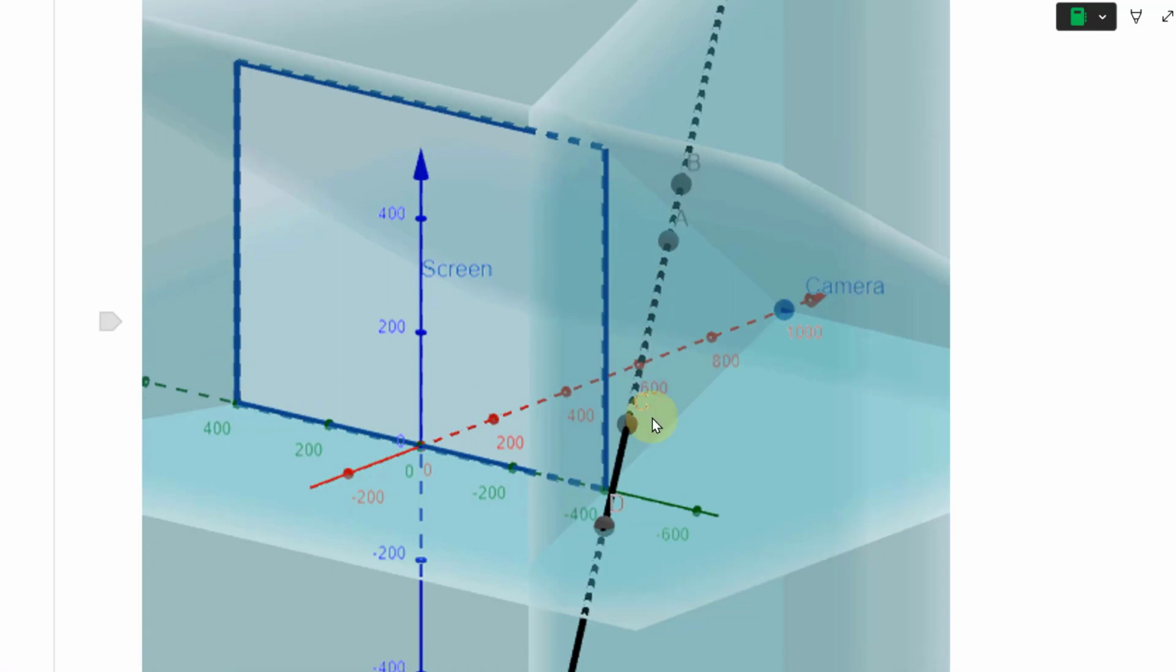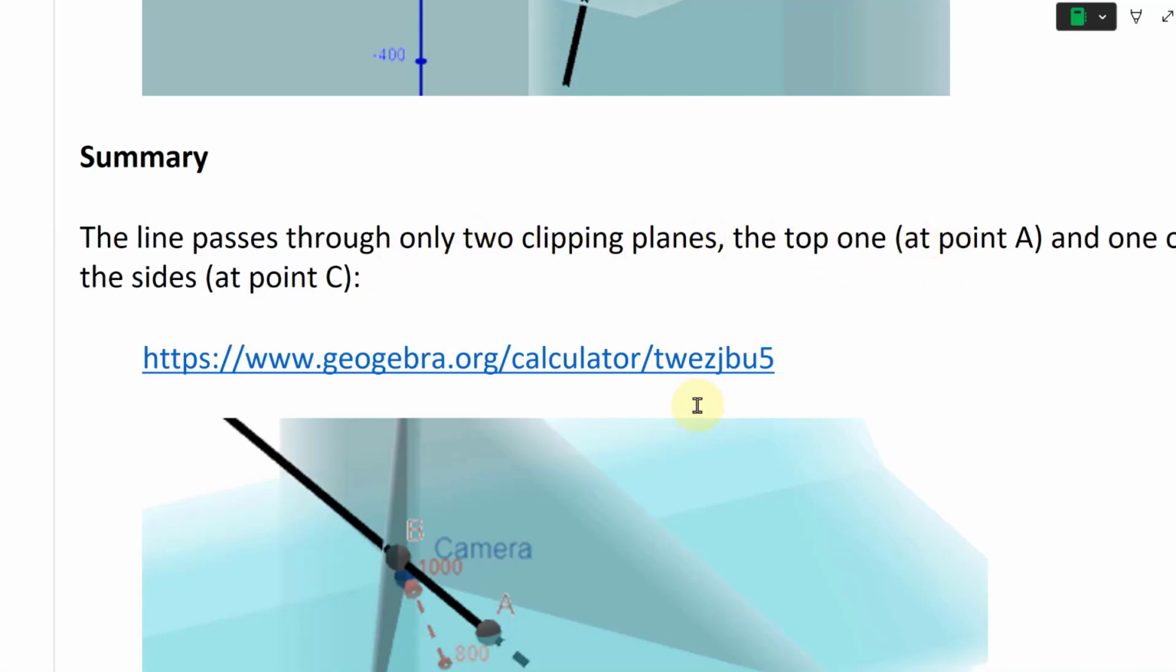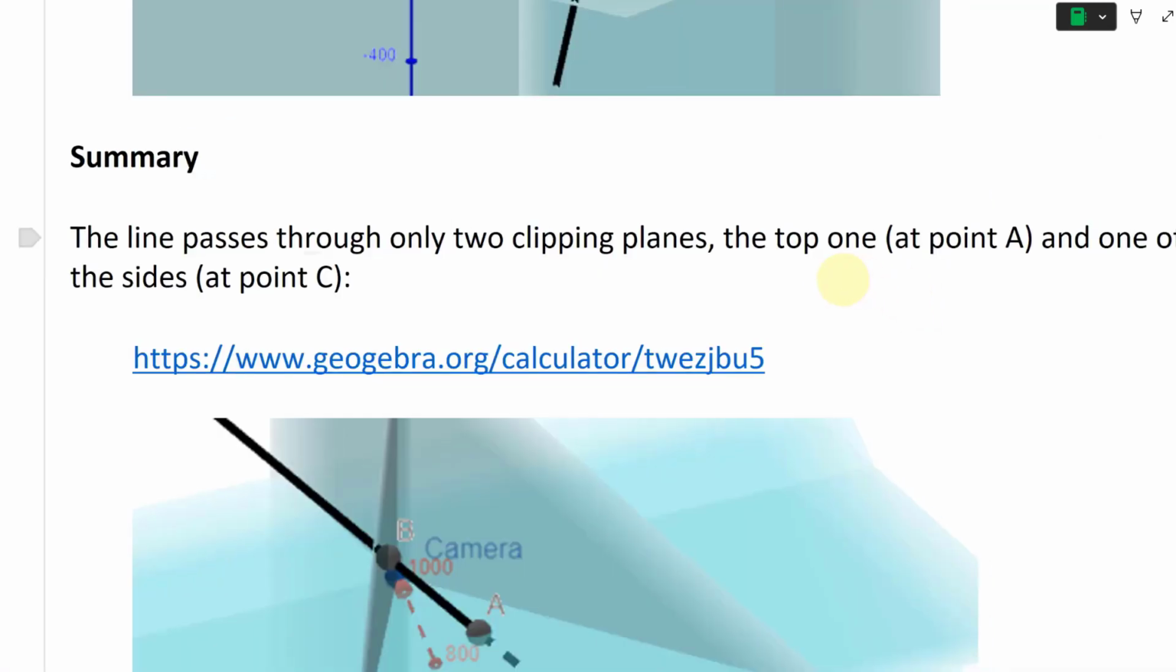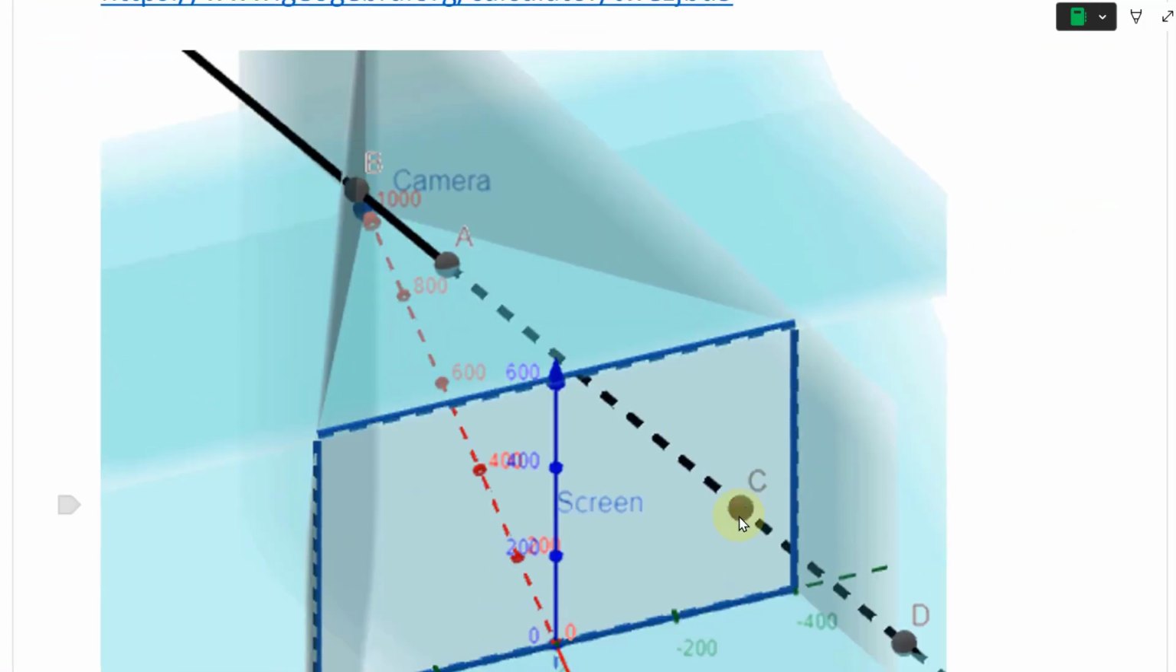There's 0 z. So it crosses here, and it goes beyond, so the bottom clipping plane clips it here, but it's beyond that projection, so it doesn't need to be clipped. So all that matters is this and this, and then everything else is beyond it. So here's a summary. The line passes through only two clipping planes: the top one at point A, and one of the sides at point C, the right side.